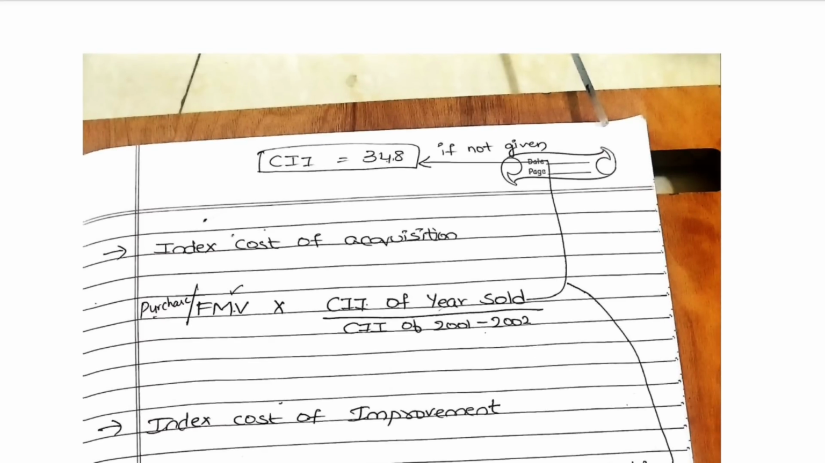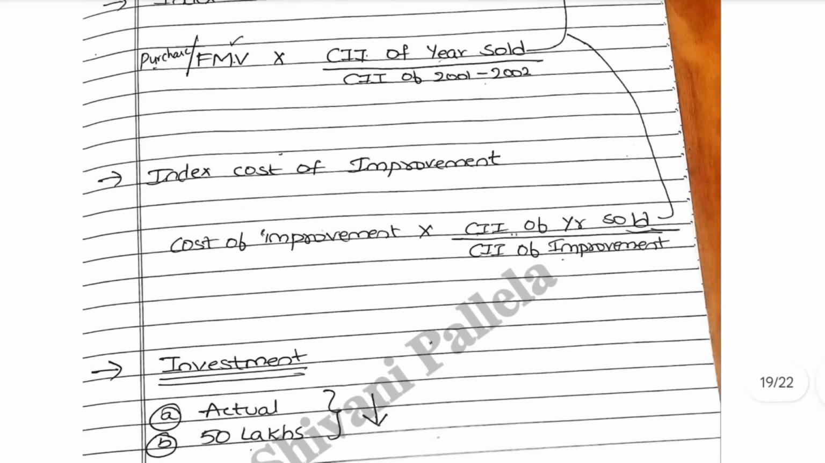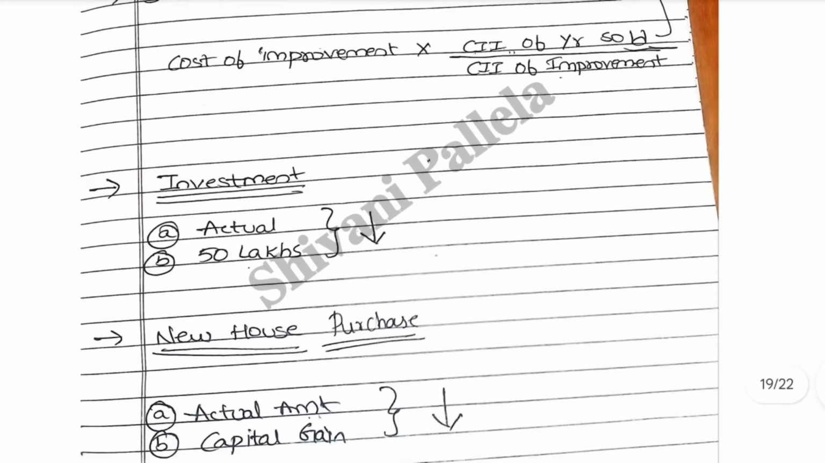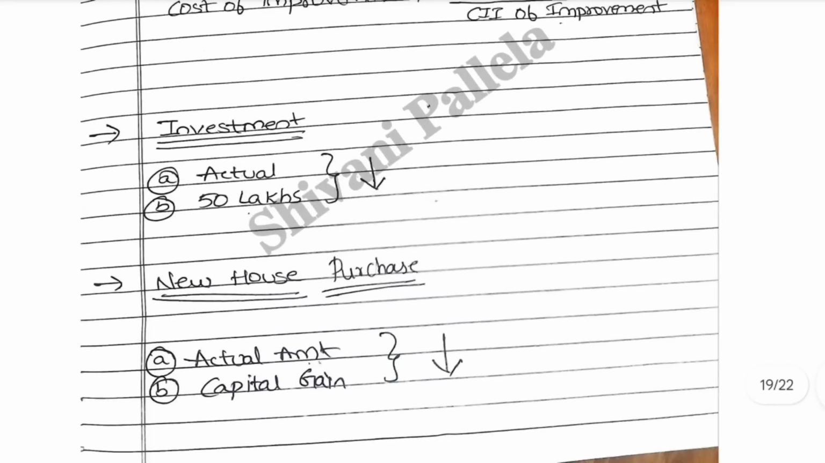Fair market value into CII of year of sold divided by CII of 2001-2002. So what is the index cost of improvement formula? Cost of improvement into CII of year of sold divided by CII of year of improvement. If CII of year of sold was not given, meaning for this year, that is 2025, we can take it as 344. If not given, we need to take 348.